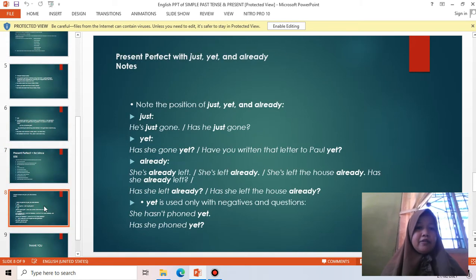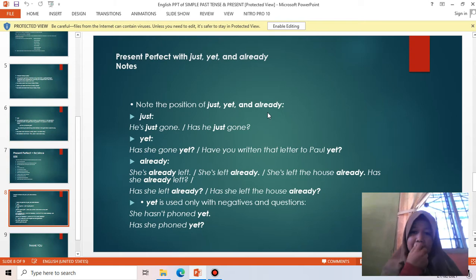and sometimes present perfect is completed with the words just, yet, and already. We often find that present perfect uses the words just, yet, and already in its sentences. Now, please pay attention to the note, the positions of just, yet, and already. So it will help you put the words just, yet, and already correctly in a sentence.